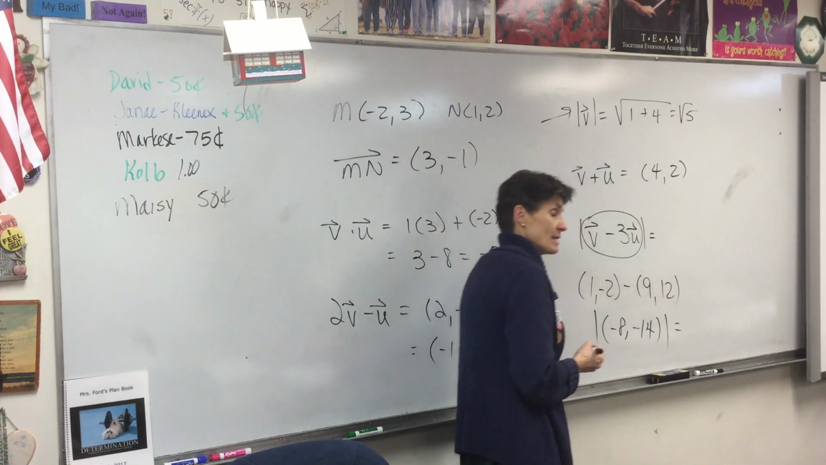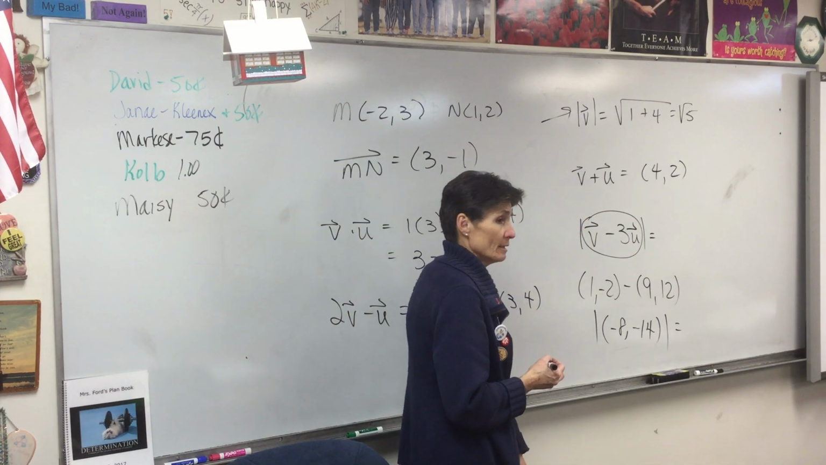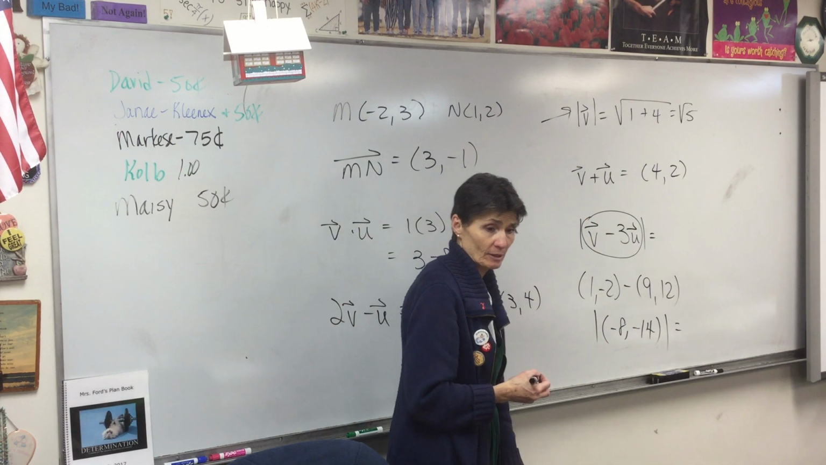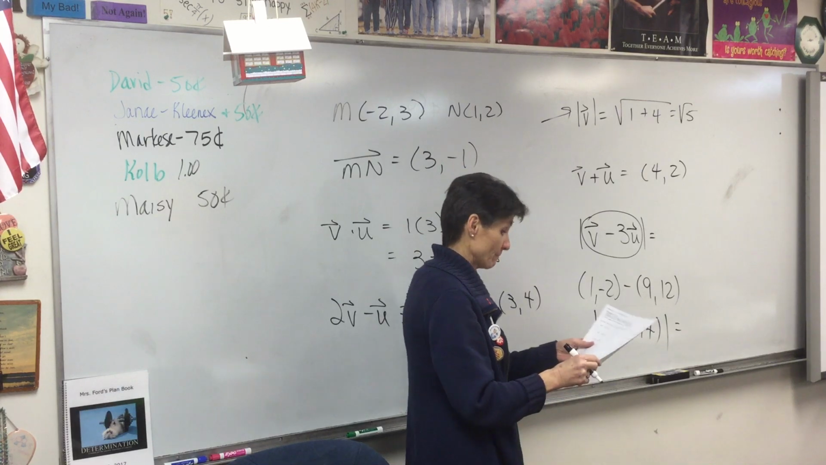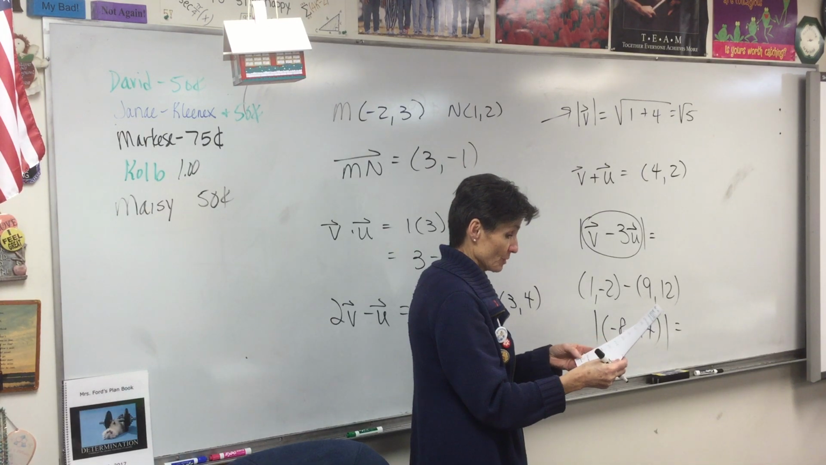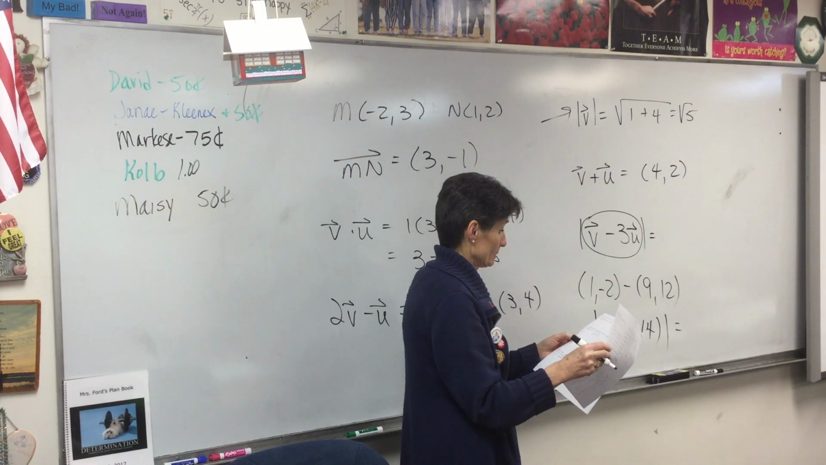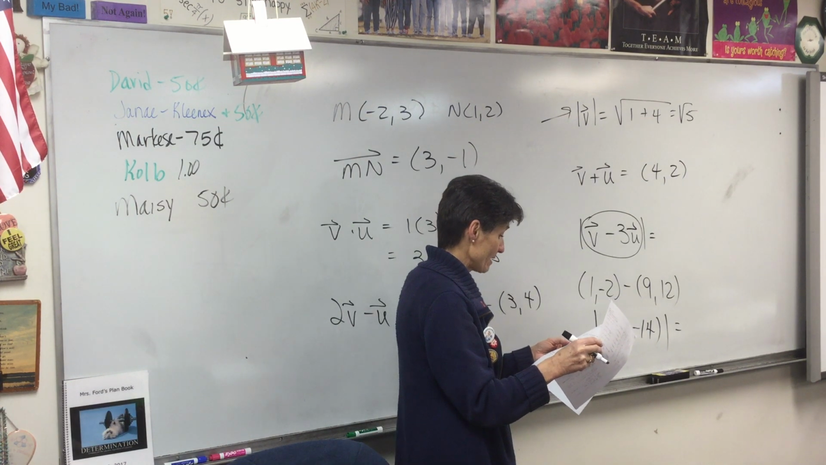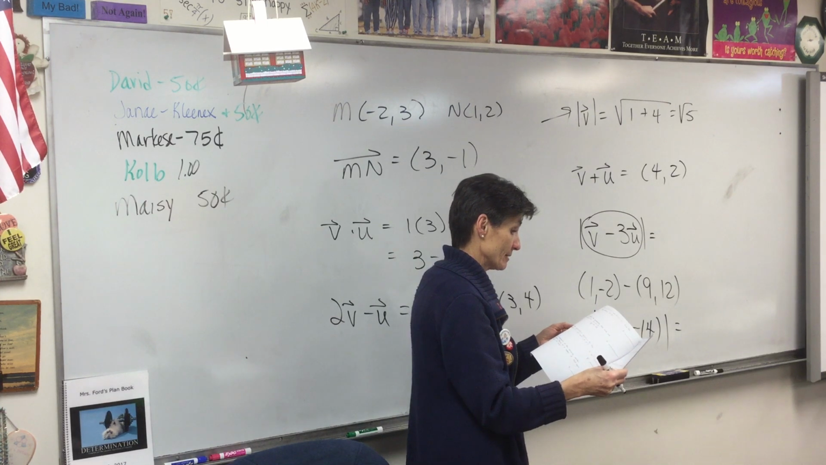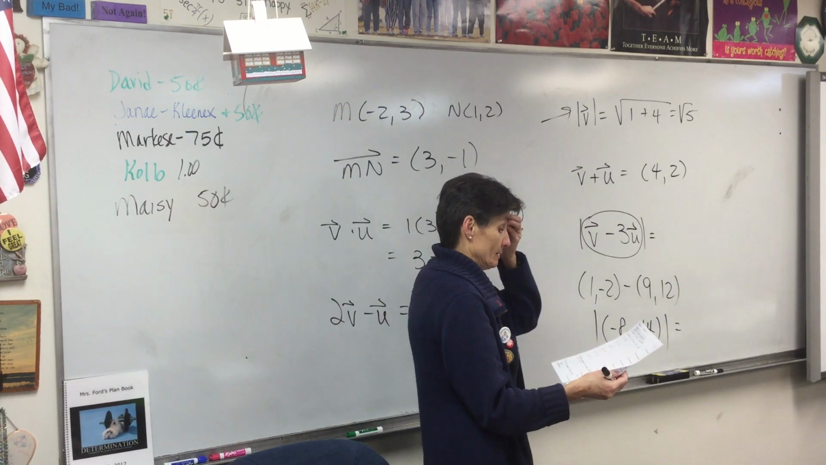And now we still have to magnitude it, which means we square them. Let's get our calculators out. Let's square them and add them together. Who's got a calculator? You're going to need it for some of these problems, guys. You're going to need it for problem 4, for example. You're going to need it for 5. You're going to need it for 8. You're going to need it for quite a few of these.